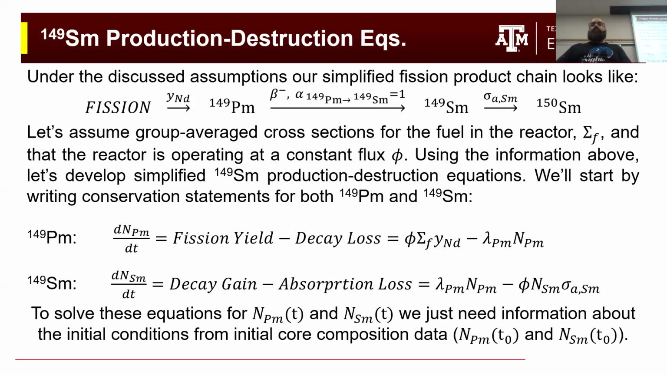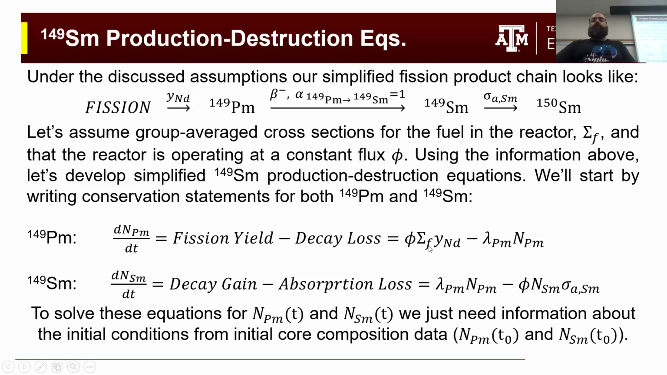So we're going to use group average values for our fission cross section. We're going to assume a constant flux phi. And we can use this simplified chain to develop production and destruction equations for the promethium-149 in our reactor and the samarium-149 in our reactor. So if you look at promethium-149, these equations are conservation statements. They say change rate equals gain rate minus loss rate. For promethium, it's gained due to fission and it's lost due to decay.